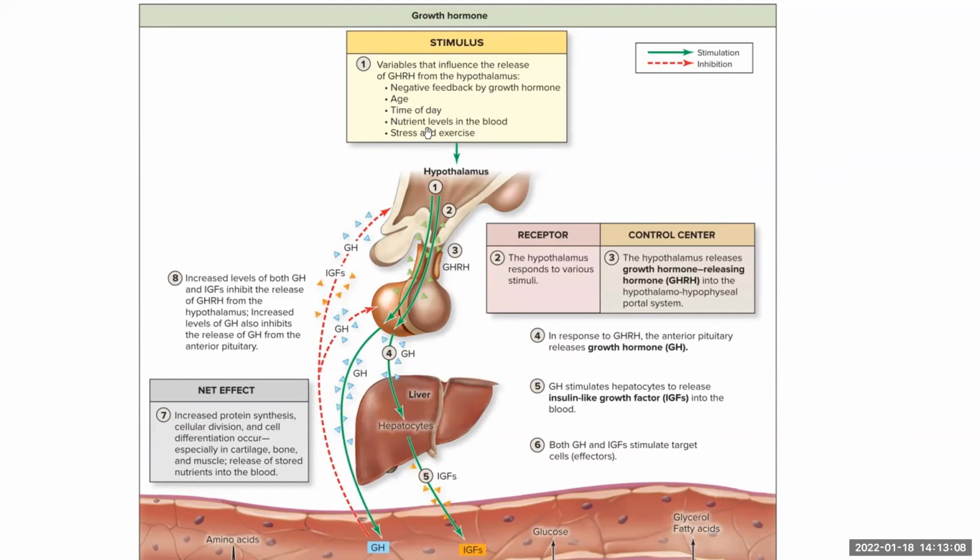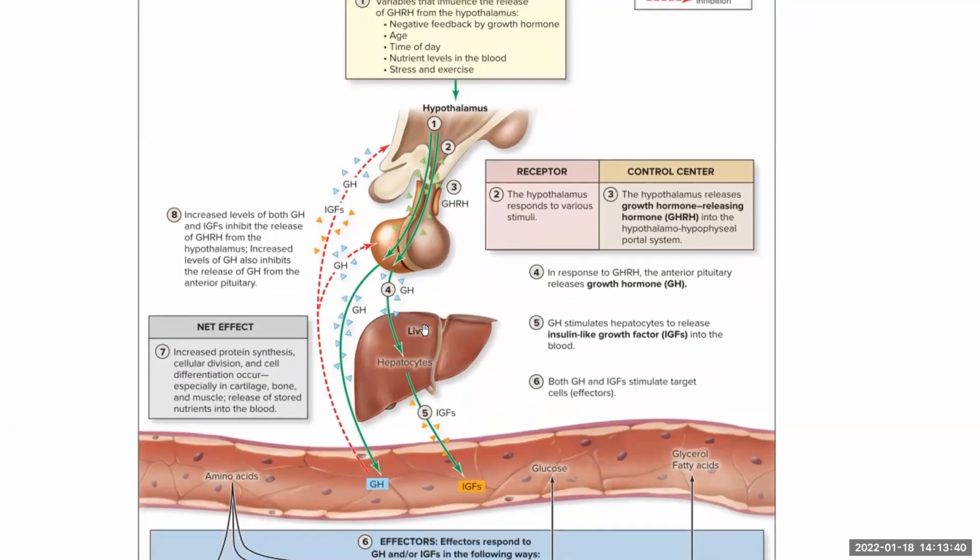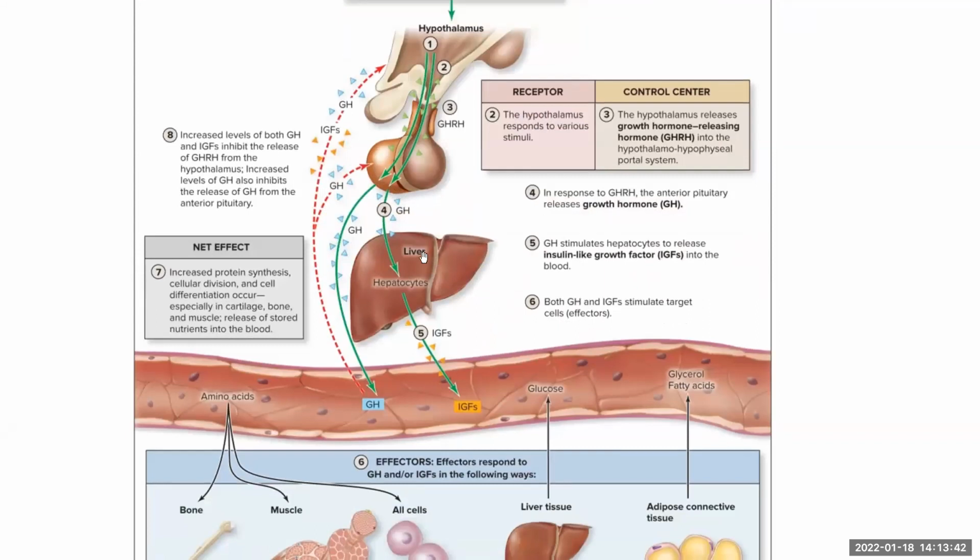Any of these stimuli will be picked up by receptors in the hypothalamus, and that hypothalamus is then going to release, if there's not a lot of growth hormone present, growth hormone releasing hormone into what we talked about last class, the hypothalamo-hypophyseal portal system, that blood system that connects the hypothalamus to the anterior pituitary. And it's going to stimulate the anterior pituitary to release growth hormone. And so growth hormone will then circulate throughout the body.